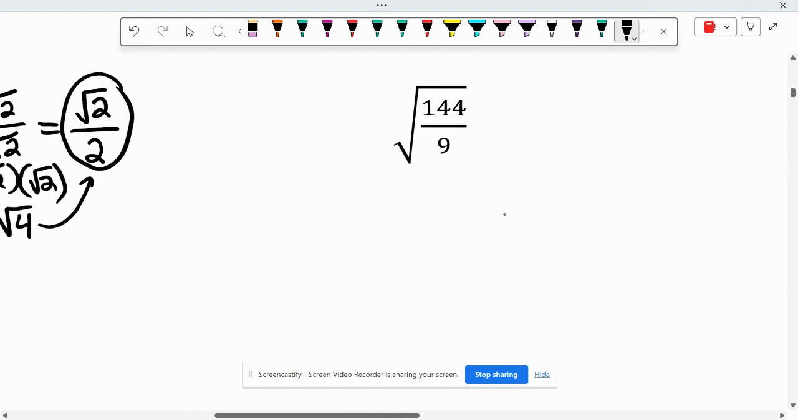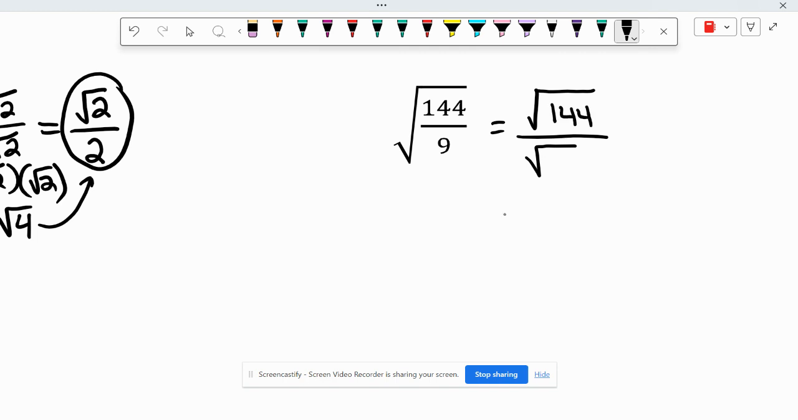What about when I have a fraction underneath the radical? What's the first thing that we need to do? You guys remember? Break it up, right? So the square root of 144 divided by 9 is the same thing as the square root of 144 over the square root of 9. So what is the square root of 144? 12. And what is the square root of 9? And can I reduce that? What to what? To 4.